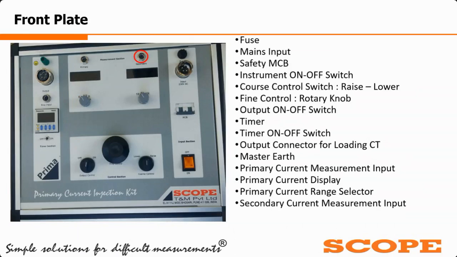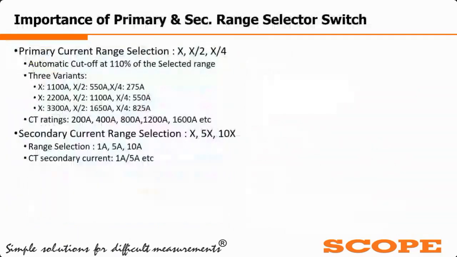Similarly, CT secondary measurement input. Here we can directly measure CT secondary current with the help of a clamp-on CT. And for that, we have provided a 5-digit LED display for measurement of CT secondary current. Similarly, we have provided three ranges for measurement of CT current: 1 ampere, 5 ampere, and 10 ampere. So this is about the front panel.